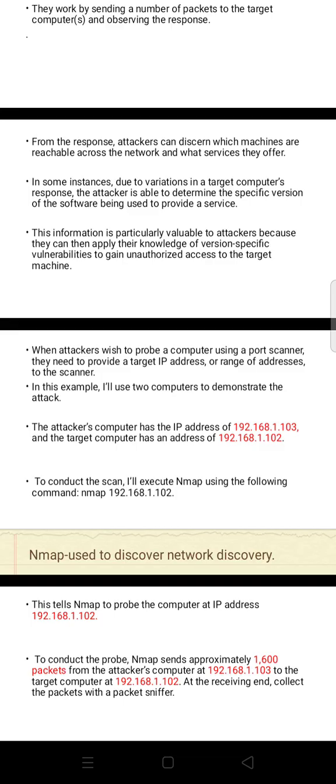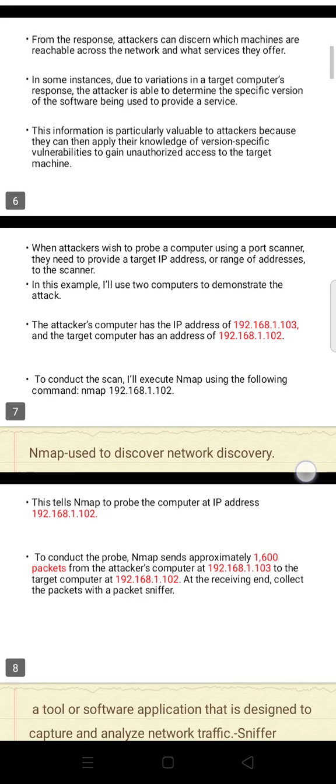In some instances, due to variations in a target computer's response, the attacker is able to determine the specific version of the software being used to provide a service. This information can be particularly valuable to an attacker because they can then apply their knowledge of version-specific vulnerabilities in order to gain unauthorized access to the target machine. In this way, it is very easy for an attacker to perform an attack.